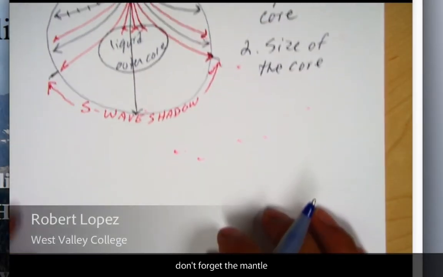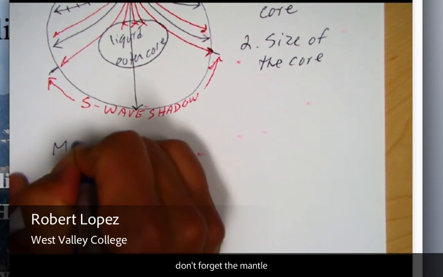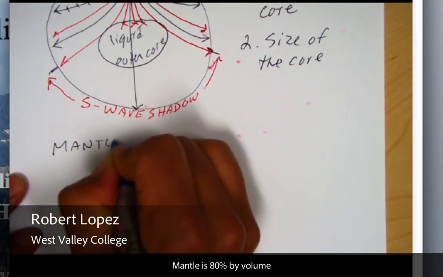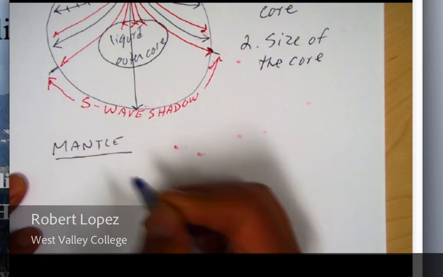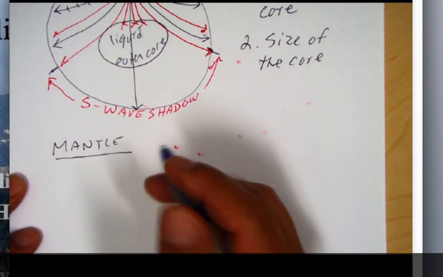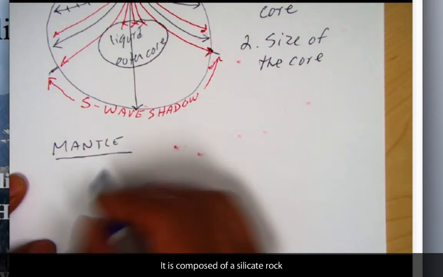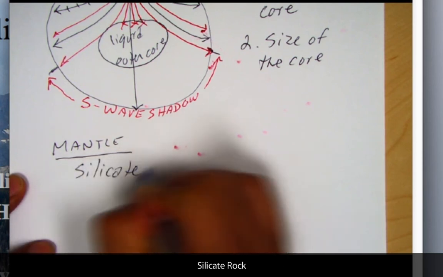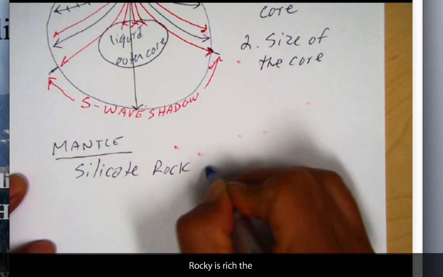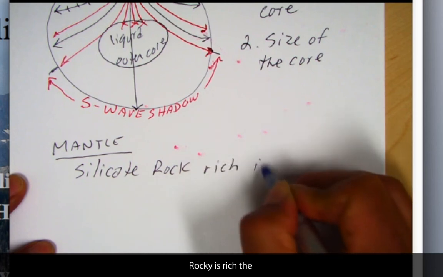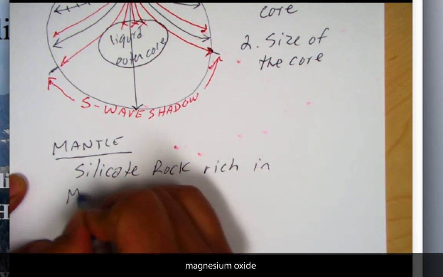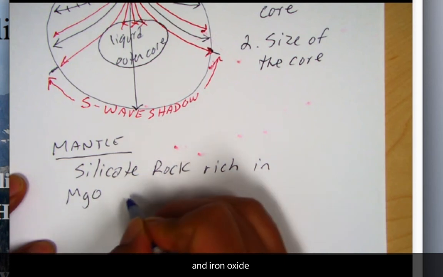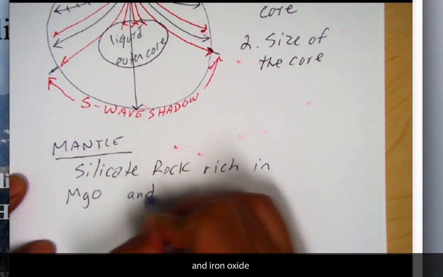Let's look at the mantle. One thing I want you to know about the mantle, we said it's about 80% by volume. But the other thing we want to say about it, it is composed primarily of a silicate rock. And that rock is rich in magnesium oxide and iron oxide.